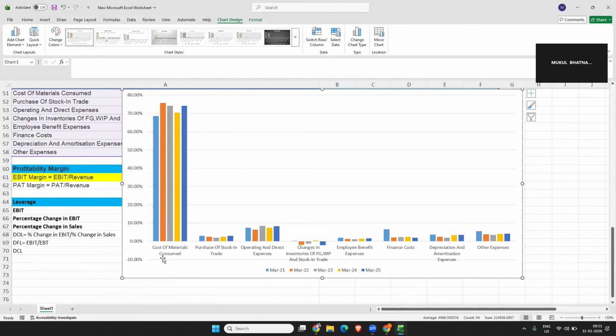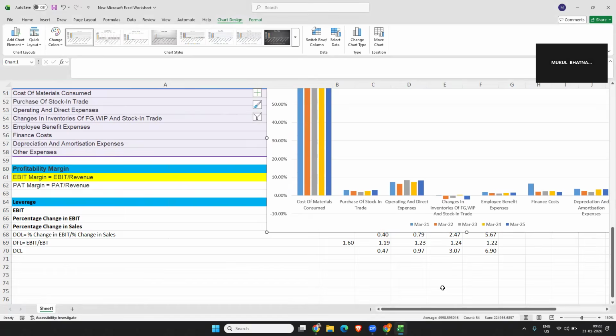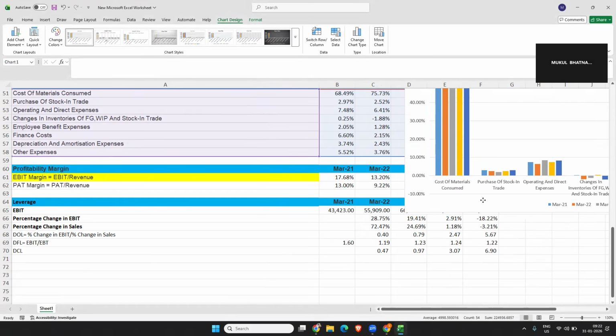So here you can see that for this company Reliance, the maximum part of its revenue is going into cost of material consumed. So from this data, we can see where the money that a company is earning from its revenue is actually going. We will have much more conclusions about the same.